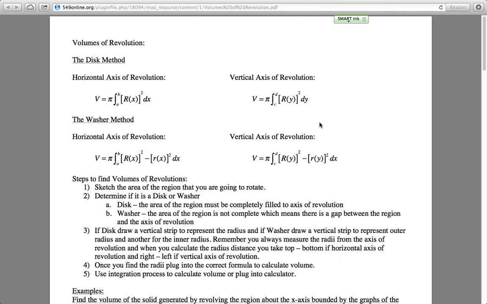When we go around a vertical axis of revolution, like the y-axis, or like x equals 2 or x equals -2, everything's in terms of y. That's going to be the tricky one.